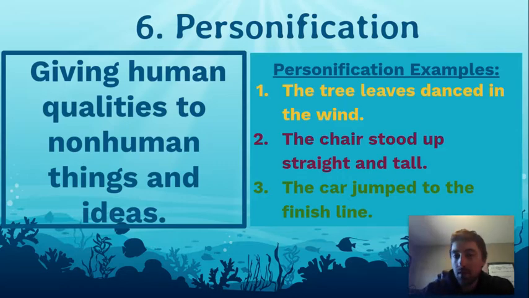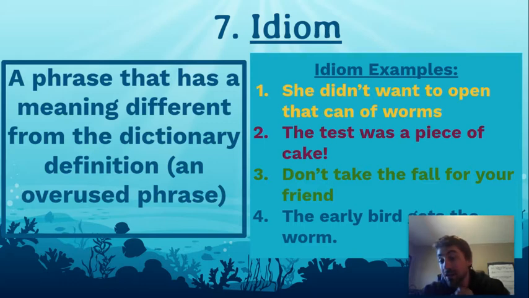Okay. An idiom. Now, an idiom is one that's a little harder to explain. It's a phrase that has a meaning different from the dictionary definition. So idioms are very hard to learn, especially when learning a second language. So it's an overused phrase, okay? She didn't want to open that can of worms. So obviously when you say that, you're not wanting to get into that turmoil or get into that argument or get into that situation. She's not literally opening up a can of worms.